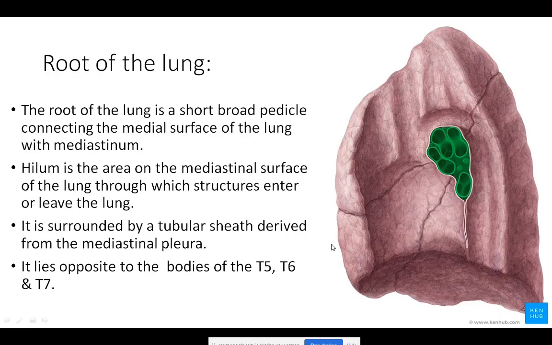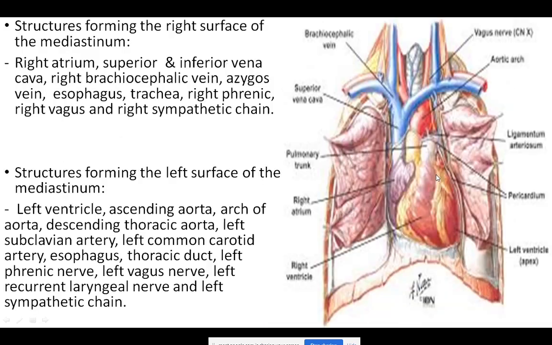What is the root of the lung? You see this green color over here. This is the root of the lungs, where the structures communicating between the lungs and the mediastinal structures are present. This is known as the root of the lungs. Like the root of a tree, it goes deep into the ground, right? This is the root of the lung. The root of the lung is short. It's very short, the root of the lung.